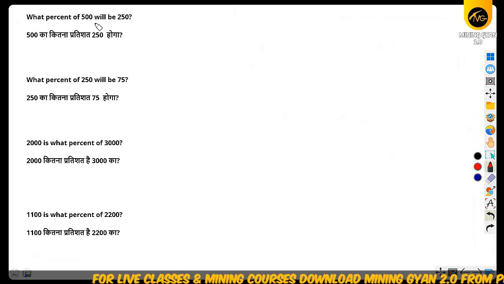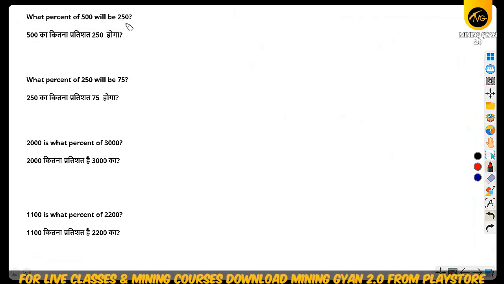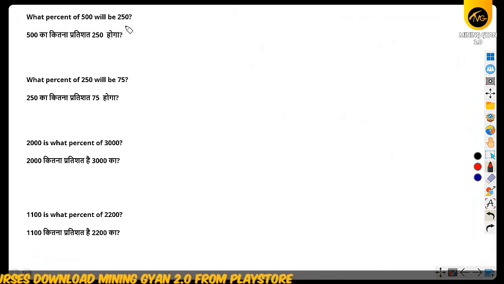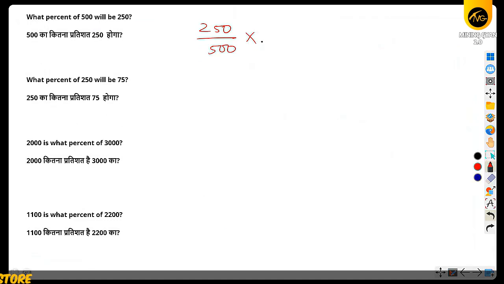What percentage of 500 will be 250? Now 500 का कितना प्रतिशत 250 होगा? Now in this condition we have to find out the percentage. So what percentage of 500 will be 250? So 250 divided by 500 and just multiplied by 100.